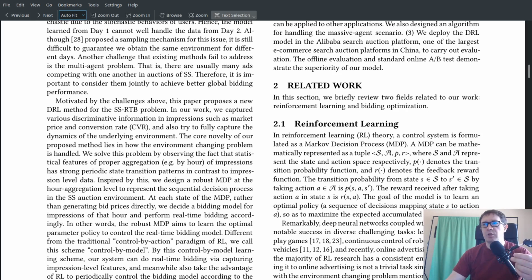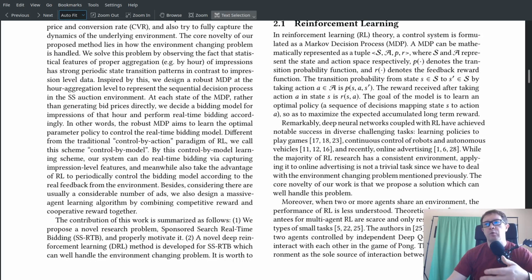Again, kind of sketchy. We'll get into that more in a minute. So then they go on to talk about related work and reinforcement learning in general. Of course, if you've been a long-time viewer or if you've even watched a few of my videos, you know quite a bit about reinforcement learning. It's pretty much what we said.